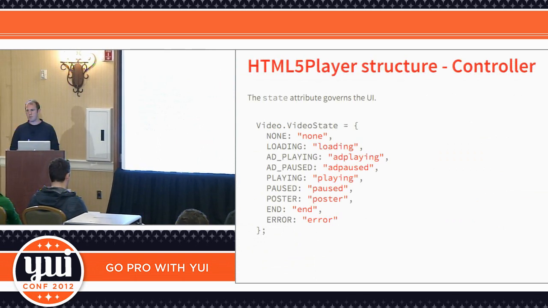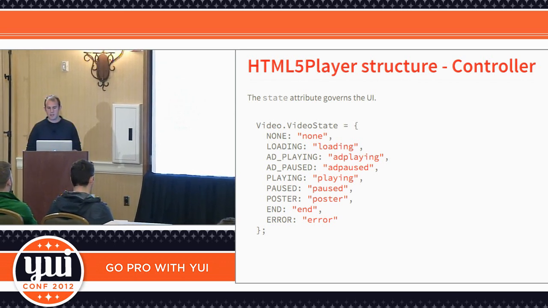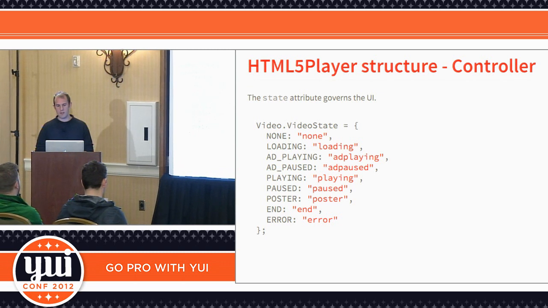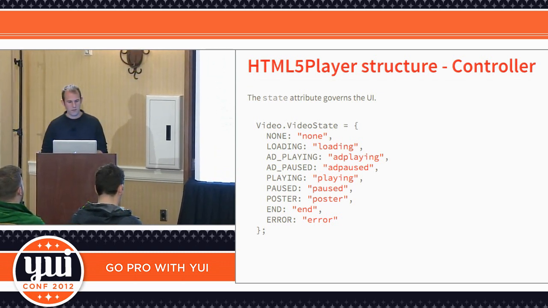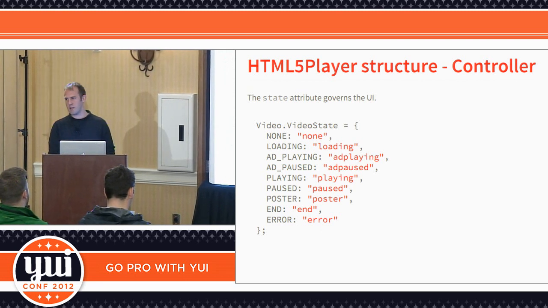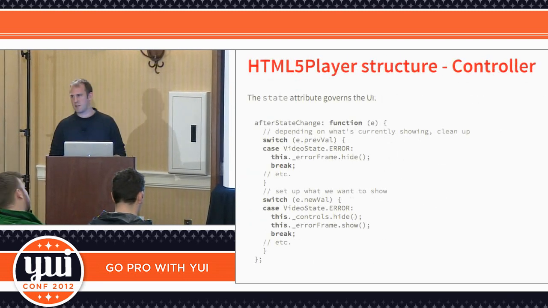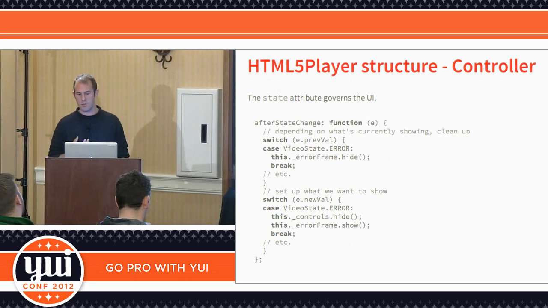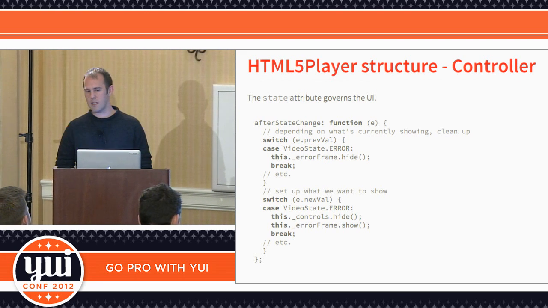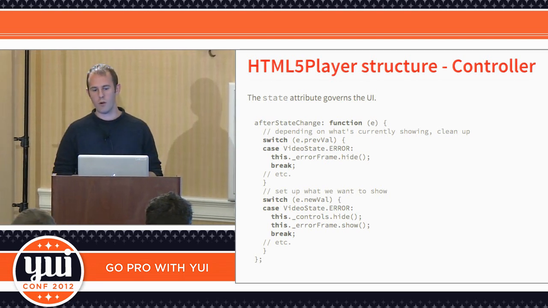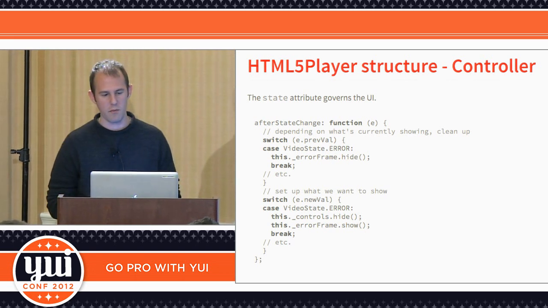The main attribute for the HTML5 player class is state. And we've got some predefined variable shortcuts for each of the states. And state acts as basically a traffic cop for the entire application. So whenever the state change event fires, we switch through the previous and next and new values of the attribute and clean up or toggle on or off views that need to come up.